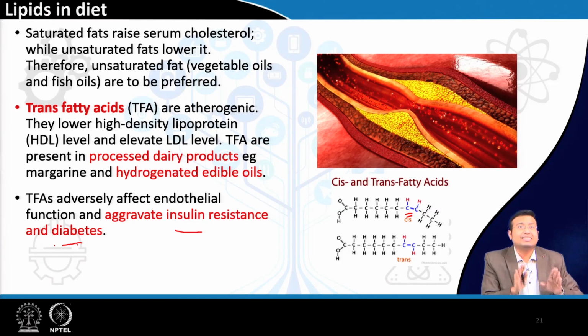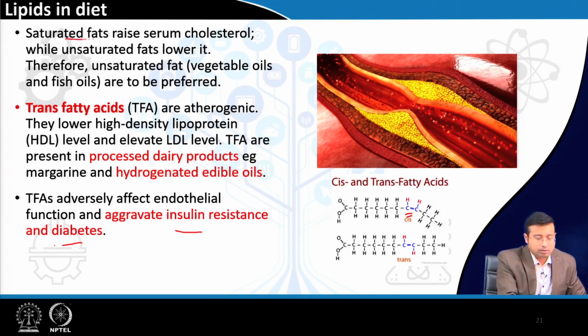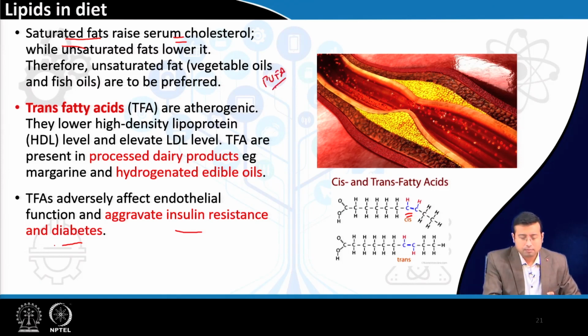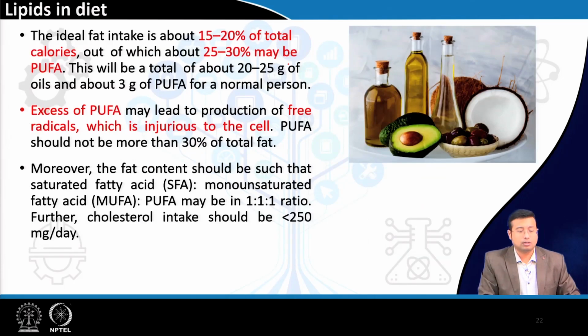All right. Mind it, saturated fat raises serum cholesterol, while unsaturated fat lowers it. So, we prefer unsaturated fatty acid in the diet. Polyunsaturated fatty acids, that is PUFA, are preferred. But as I told you earlier, nothing in excess is good. So, the ideal lipid content should be about 15 to 20% of the total calories, sometimes 10 to 15% depending on the diet formulation, and among them 20 to 30% may be polyunsaturated fatty acid. Why only this? Why not more? Because excess PUFA is actually injurious.